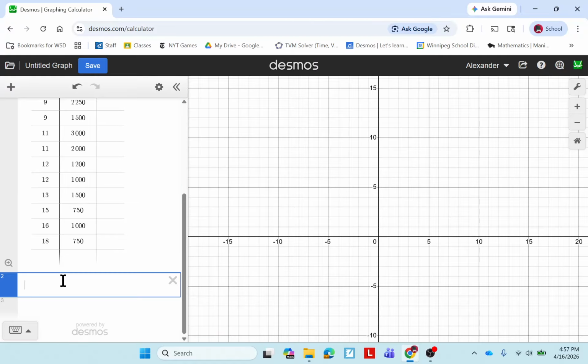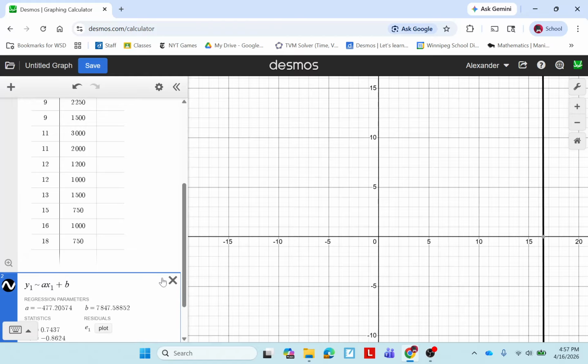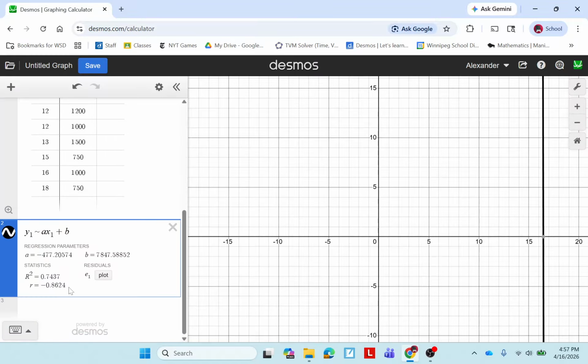Then I'm going to click on number 2, which is underneath, and I'm going to type y1. When you type to get the 1 on the bottom like that, you just type y1. The 1 will automatically do that. And then shift, and the squiggle is at the top left of the keyboard, to get that: a x1 plus b. And now you get an a value and a b value.